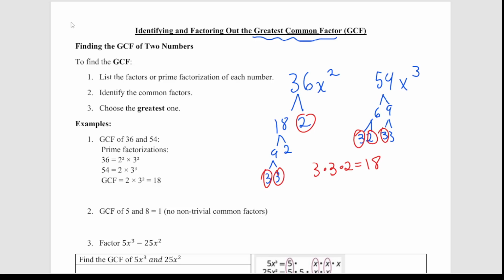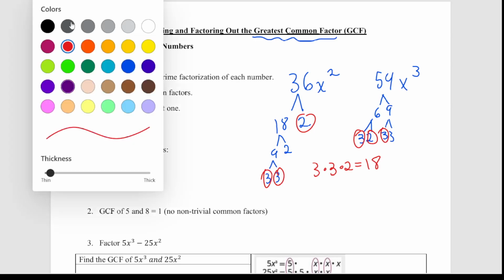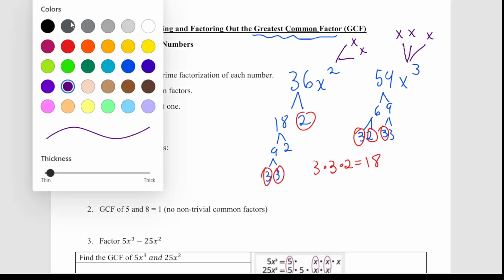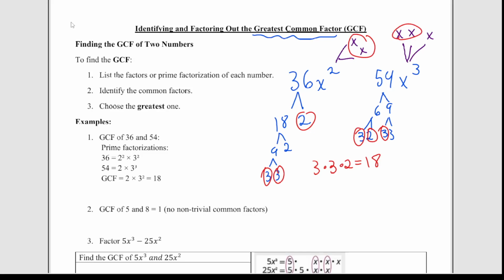Alternatively, had you literally listed out all of the factors of both, a factor being a number that goes into them, then you would find that 18 is the largest factor that goes into both of them. Now, as for the x squared and the x cubed, recall that x squared breaks down into x times x, and x cubed breaks down into x times x times x. So what do they have in common? Two x's. So their greatest common factor would therefore be 18x squared, because 18 is the greatest common factor between their coefficients, and x squared is the greatest common factor between their variables.